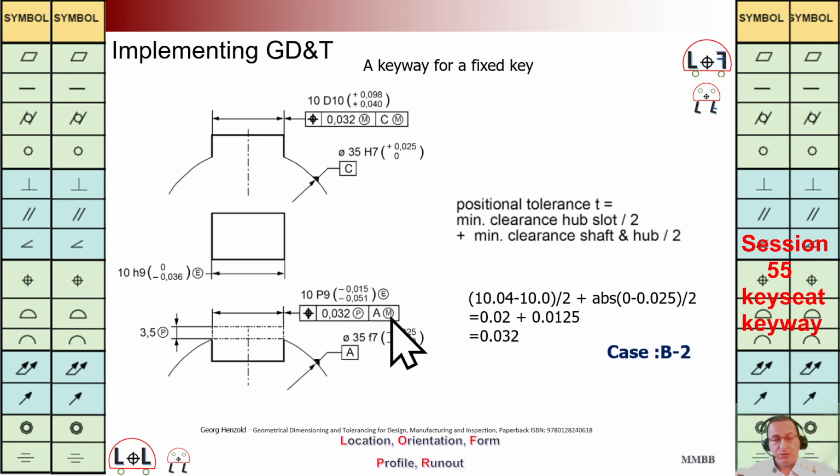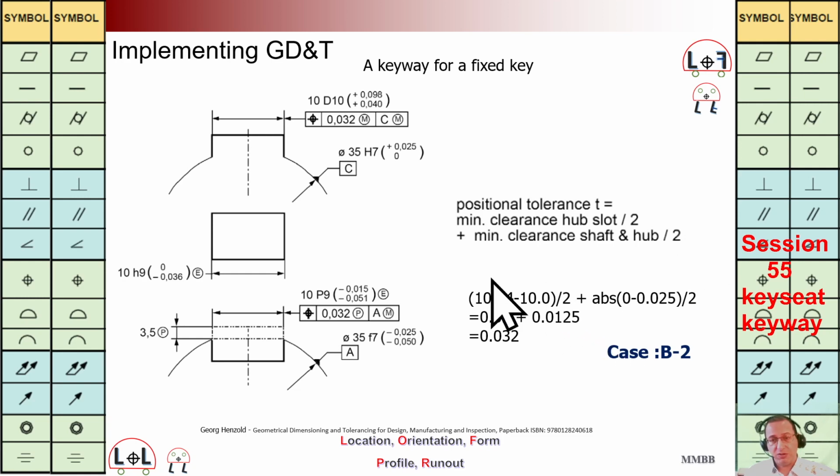In case B2, we are going to have the same situation, just here we are going to have one key. The same as case B1, we are going to have interference between key width and key seat, and there is no interference between the shaft and hub. That's why when we calculate this tolerance zone, we are going to have this formula: the minimum clearance between key and hub divided by 2 plus minimum clearance between shaft and hub divided by 2.